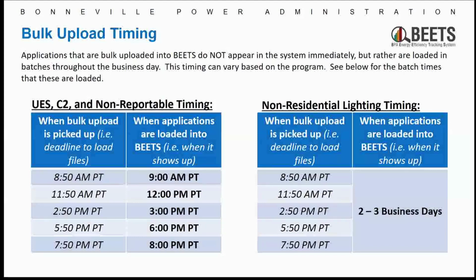And this is for UES, for utilities that do C2 or non-reportable. So when you do those bulk uploads. Now the non-residential lighting calculators, as you know, those are pretty hefty Excel files, and they take a little bit longer to process. So regardless of when you upload a non-res lighting calculator, it will take a couple business days to show up in the system, and you will receive an email when it has been loaded in there.